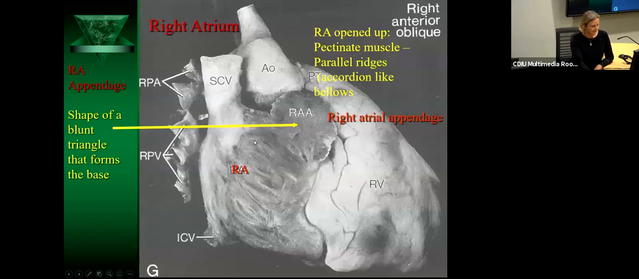So there's an example of the right. Here's the right atrium. There's the SVC. The IVC is coming into the right atrium here, and we see the right atrial appendage here. When we compare it to the left one, it is more of a triangular, broad-based form. And when we open it up inside, it's lined with pectinate muscle.